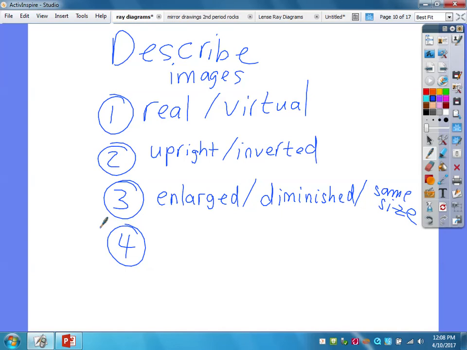The 4th thing about the image that you're going to have to describe, I'm just going to write it like this. Where is it? Where is the image? We'll get very specific with that when we move into ray diagrams. But these are the 4 things that you're going to have to do. Each one is related to a mathematical number, and they're also related to how you draw it, which is what we're basically getting into next.